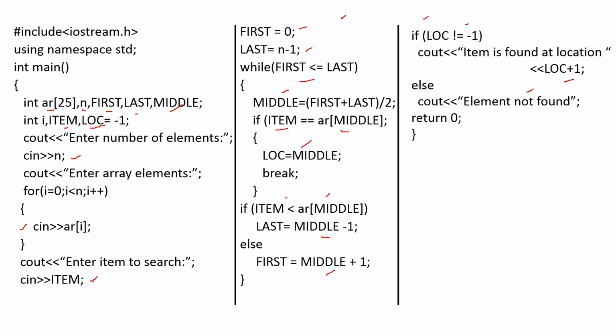So just understand the logic, how it is being done. The elements should be in ascending order, find the middle element, and then compare the item and the middle element. If the item is smaller than the middle element, check in the first half, else check in the second half, and do the procedure until you get the element. If you get it, print the location, and if you do not get it, you have to print element not found.